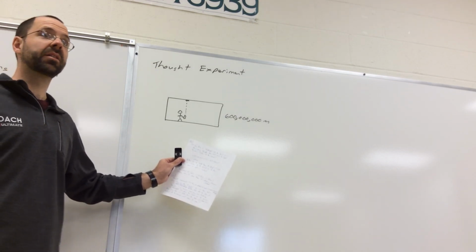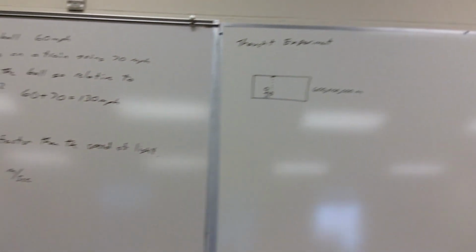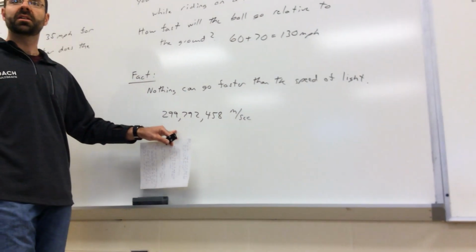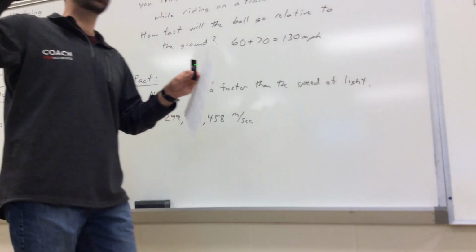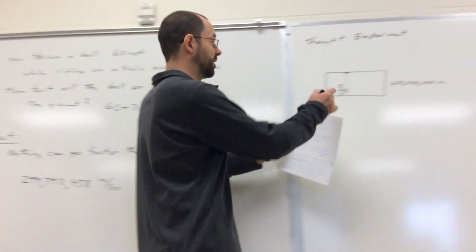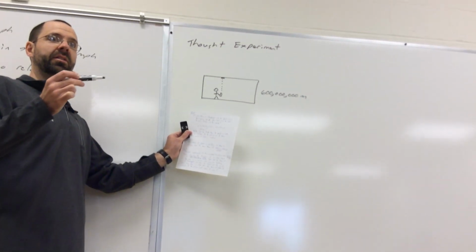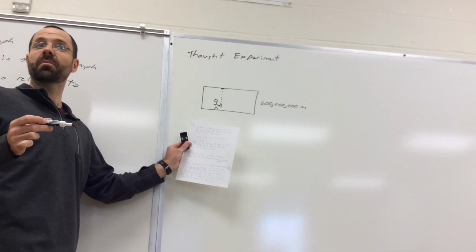Four seconds, right? We're going to round this off to 300 million. So if it goes 300 million meters each second, it's going to take 2 seconds to go up to the mirror, and then another 2 seconds to come back down, right?